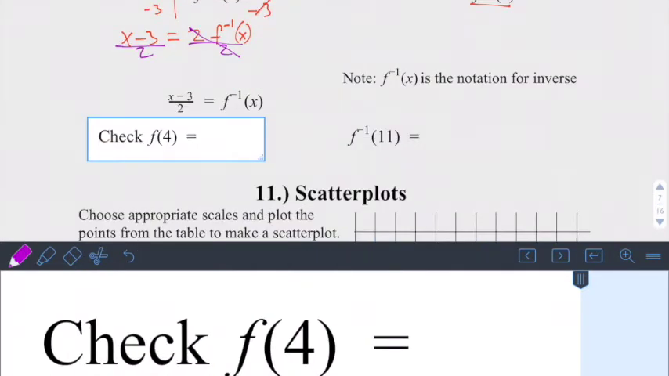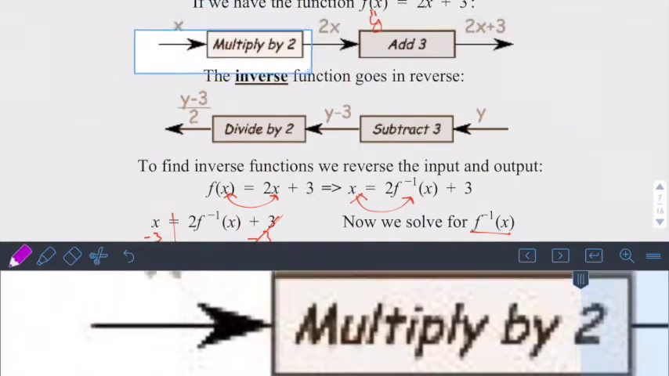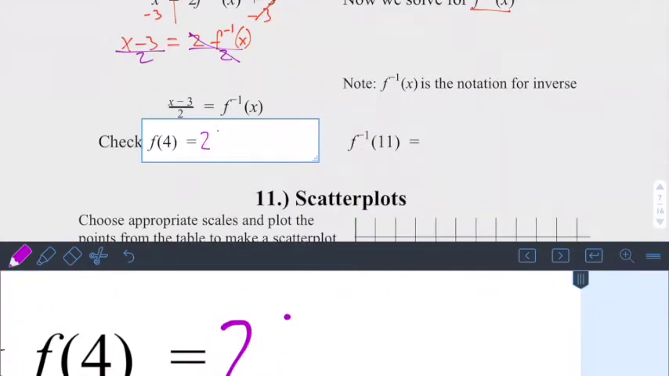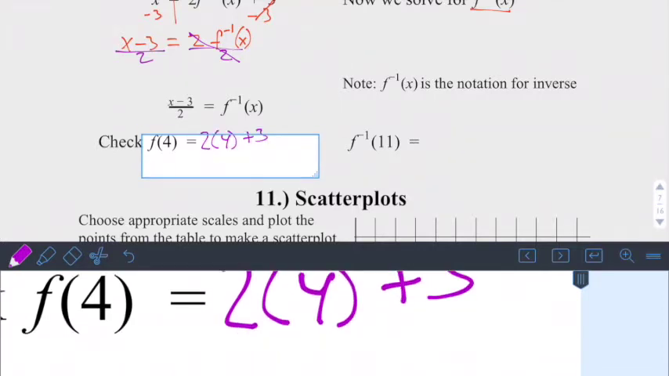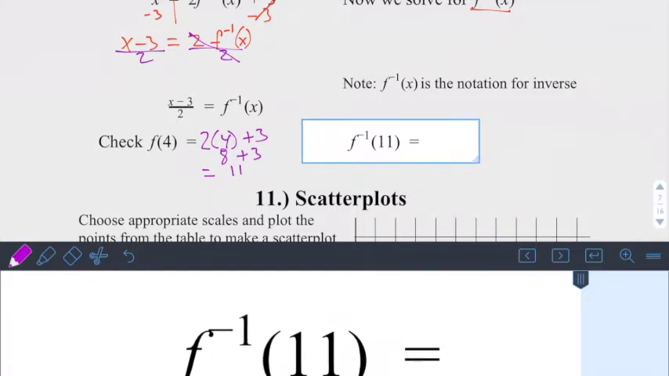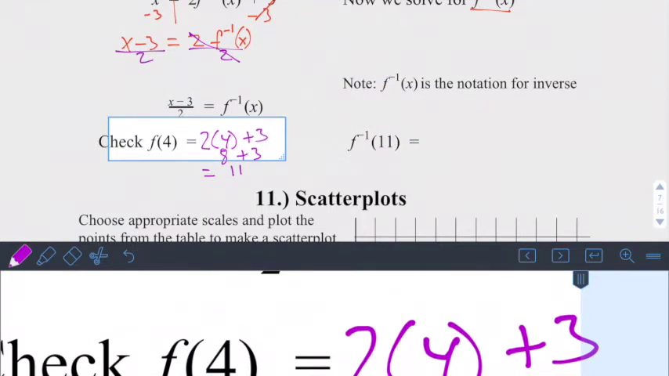So now we're going to check. F of 4 is the input. So if we plug in 4 to our original function, then we say 2 times 4 plus 3. 2 times 4 is 8. 8 plus 3 is 11. So if we put 11 into our inverse function, then we should get 4 out because it's reverse.